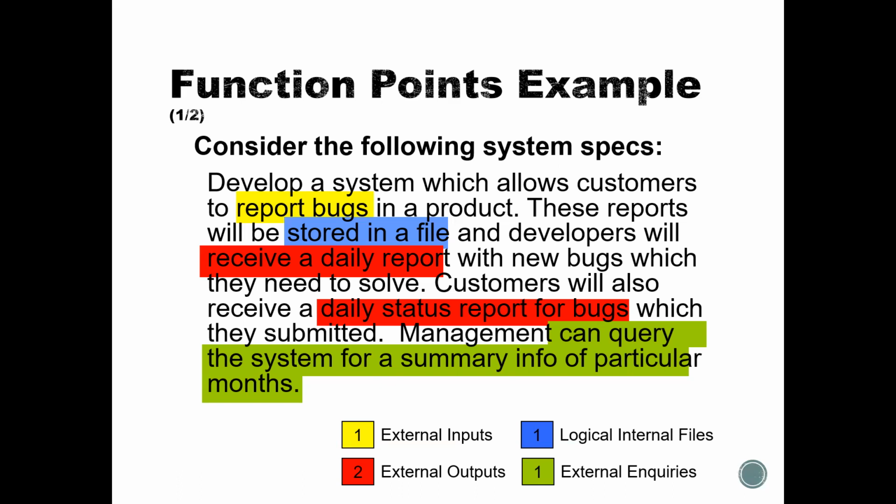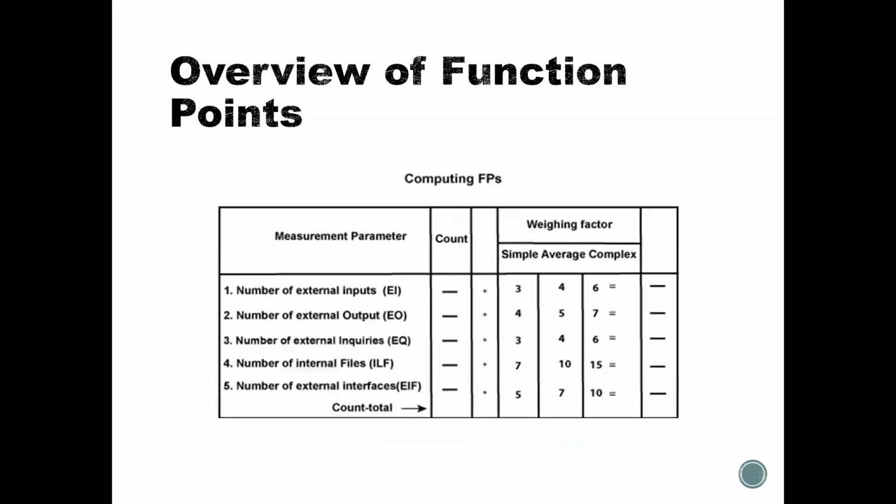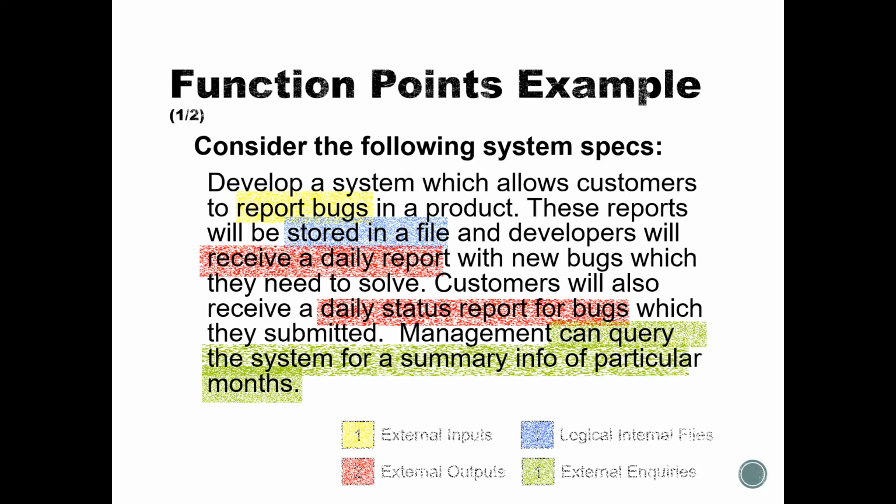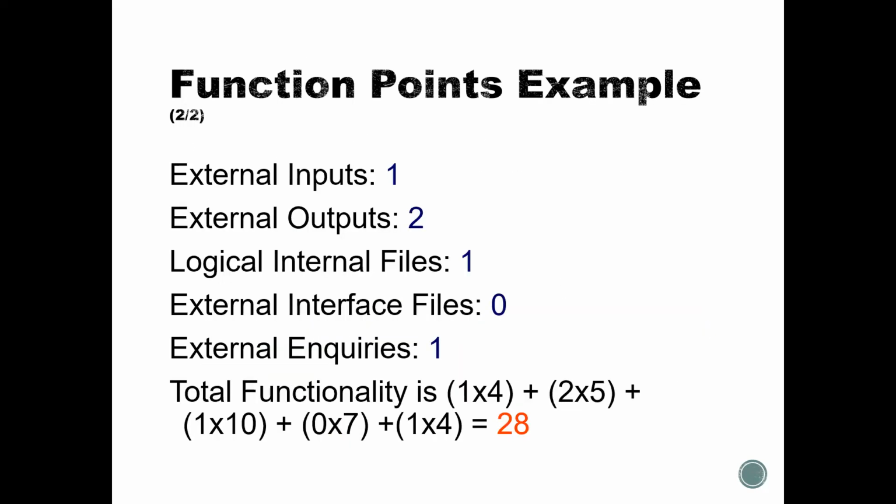So you need to count first. If I go back to this table, the second column is count. In the count column, you need to mention how many external inputs you have calculated, how many external outputs are in the query, how many external inquiries are there in the query, the number of internal files, and the number of external interface files. If any of them is not there, you can just put 0. So this is how it is.